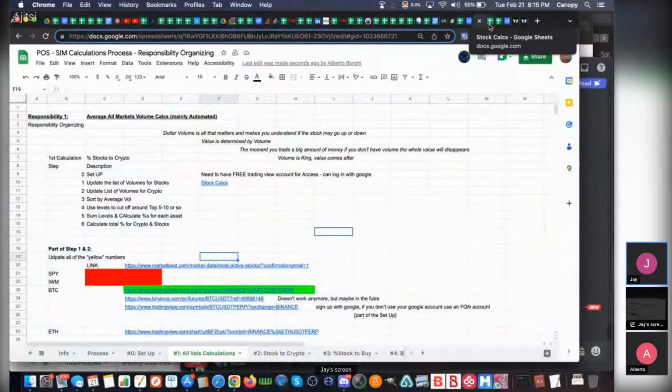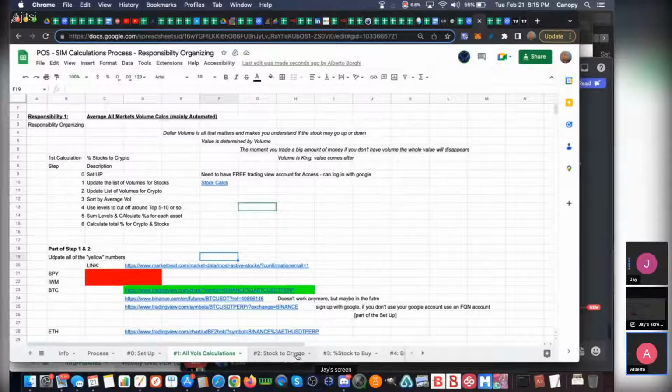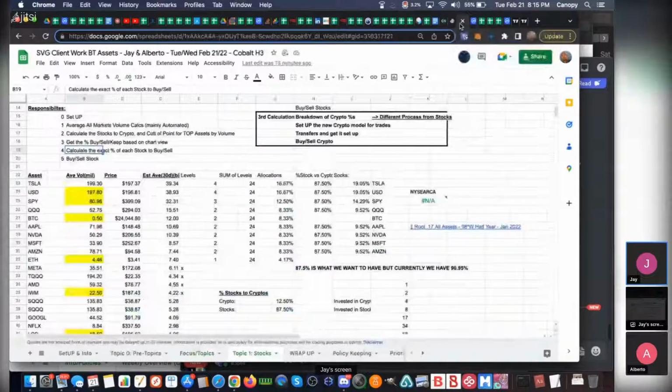We have a list. I didn't hear the voice of the live stream. Basically, we have a list of all of the stocks that we're using, and then we're going to.